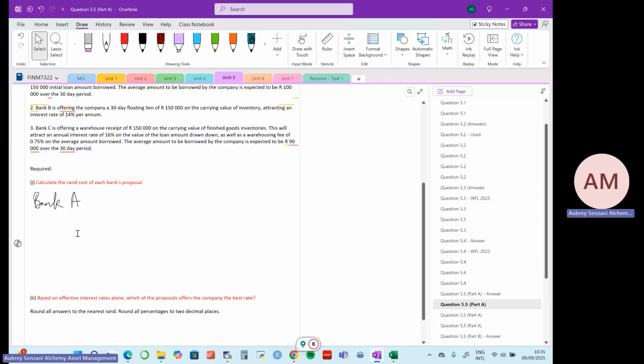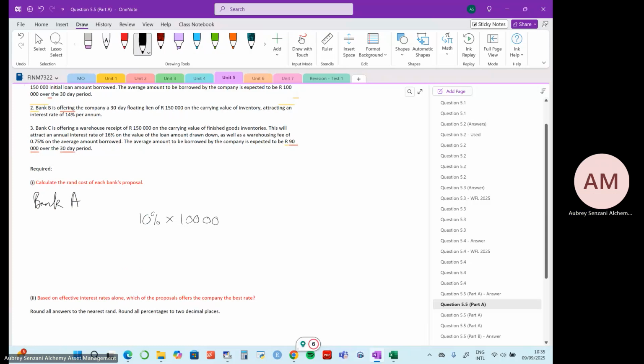So for instance, what did they say? The average amount to be borrowed by the company is expected to be 100,000. So we're not going to use 150,000, even though we have 150,000 available to us, isn't? So that means that we need to calculate 10% on 100,000. Because remember, the 10% applies to what we use, isn't? So that obviously is going to give us 10,000.